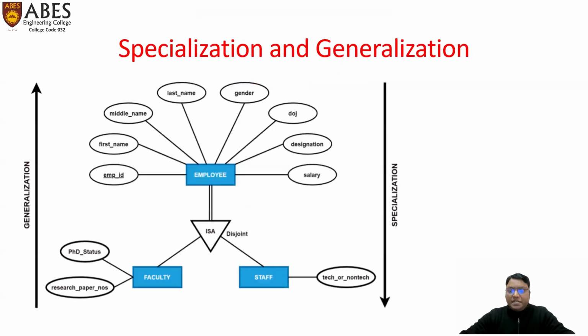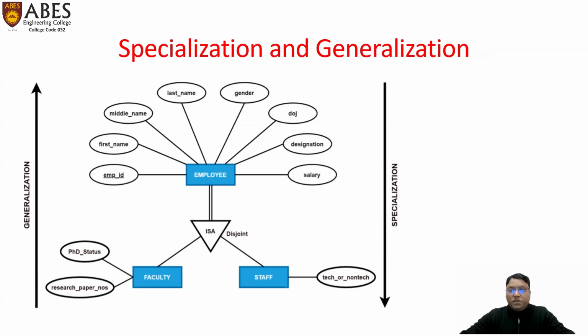Now, let's take an example and understand specialization and generalization. If you see the diagram, we have arrows. The upward arrow shows generalization and the downward arrow shows specialization. Suppose you consider employee. Employee is a faculty or staff. That is the specialization of employee. And staff and faculty being an employee is the generalization. So this is the overall structure by which we can understand the concept of generalization and specialization.